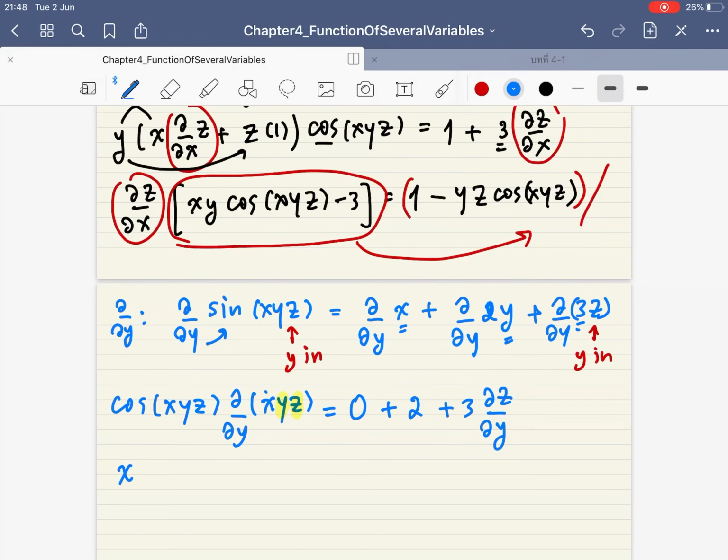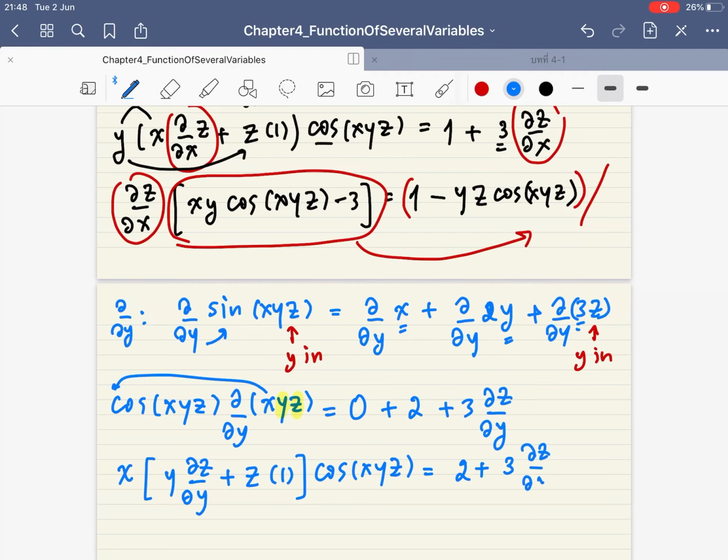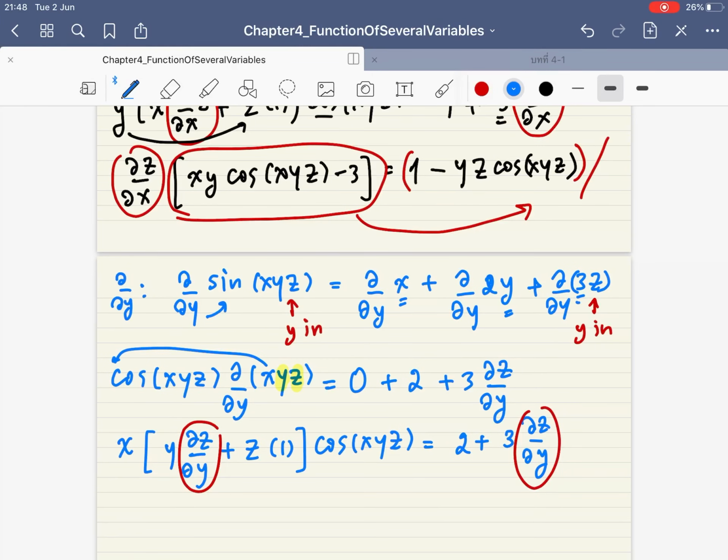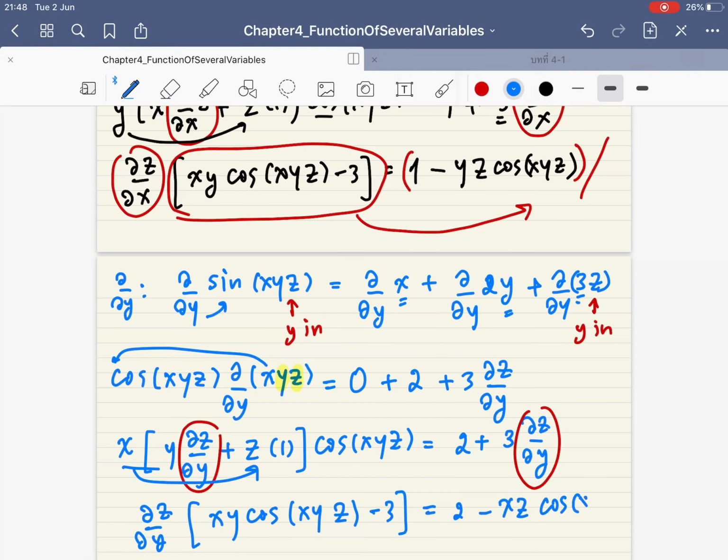So let me just write down first. So the x is pulled out, and then the first derivative of the second plus the second derivative of the first, and then don't forget your cosine to copy it down, equals to 2 plus 3 dz by dy, and solve for this. So your dz by dy, the first term you have xy cosine xyz minus 3 equals to 2 minus this one xz cosine xyz.